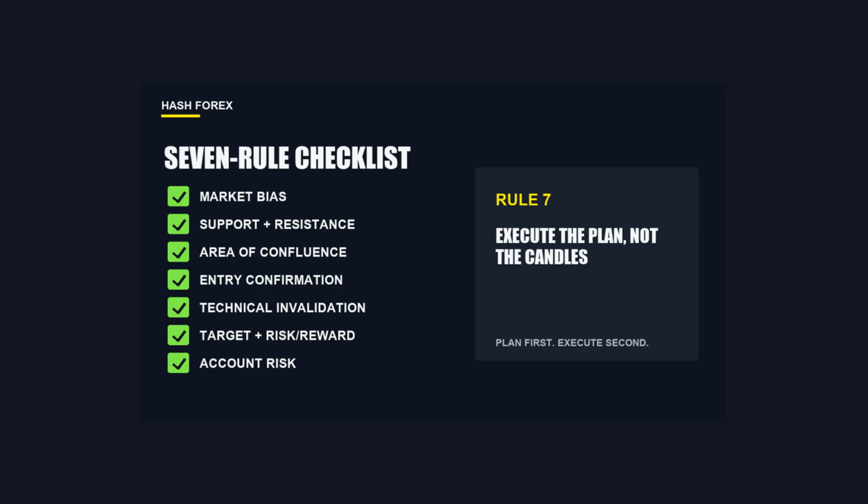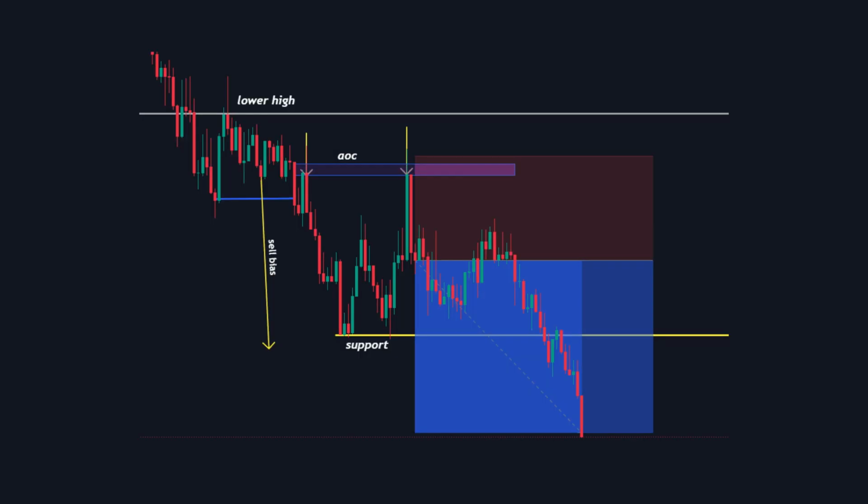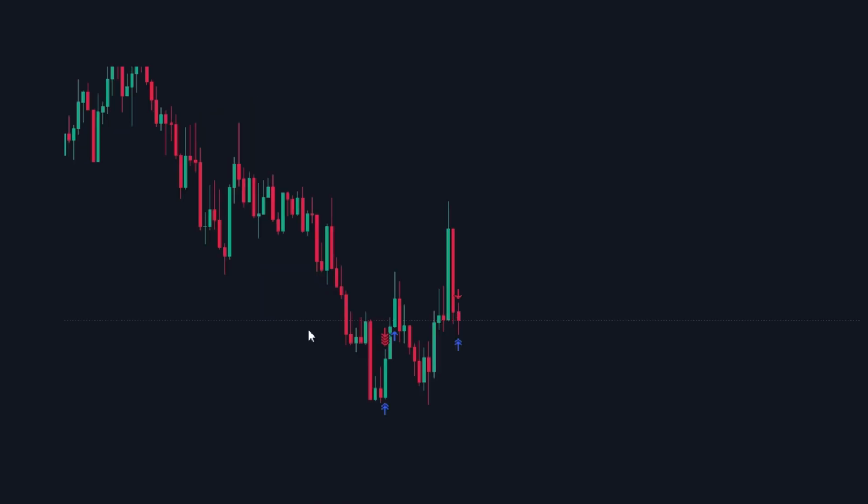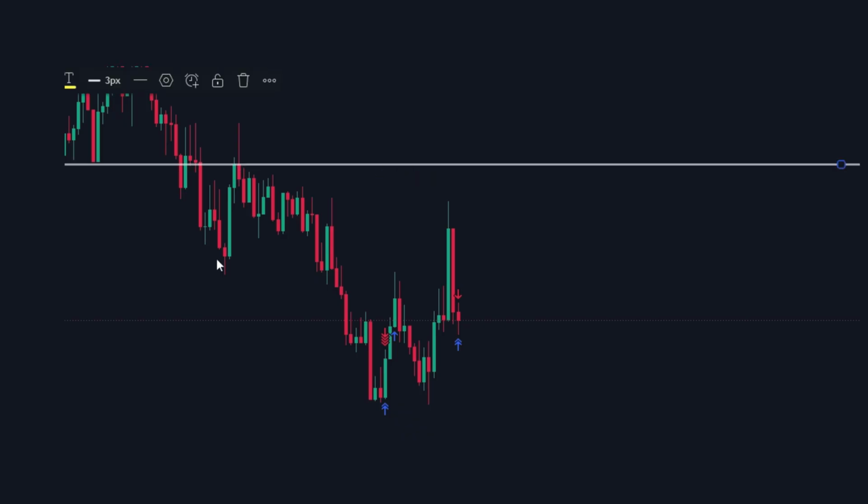Rule number 7, execute the plan, not the candles. After the rejection, price begins moving lower. There are still green candles, there are still pullbacks. That does not automatically invalidate the trade.